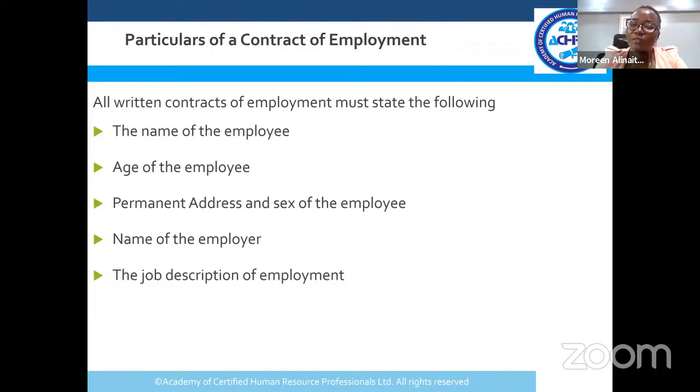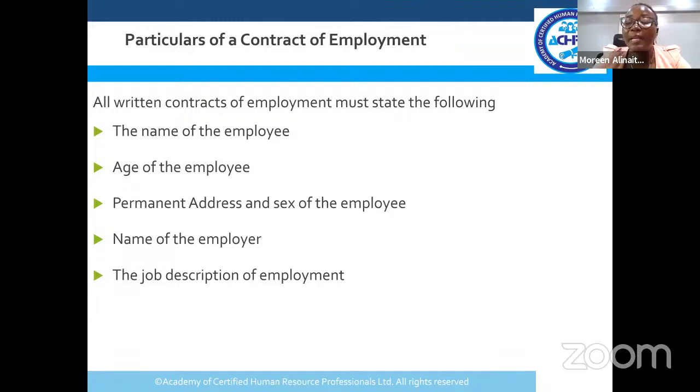All written contracts of employment must state the following. Number one, the name of the employee, the age of the employee. I've not seen a contract that states the age of the employee. I wonder why. Now, this one will help the employer when it comes to retirement.